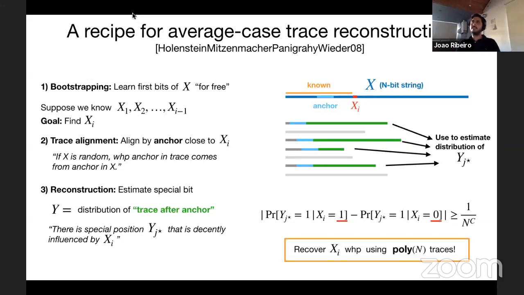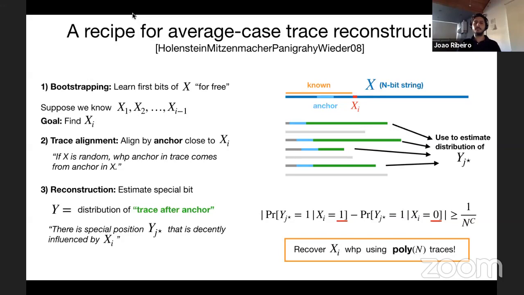This is a slightly more complicated argument, but the idea is that xi is very close to the beginning of the green traces, let's say. So if you choose a position that's between the end of the anchor and xi, that's going to be decently influenced by xi. I really don't have a better intuition for that other than going through the math and showing that there is such an index.